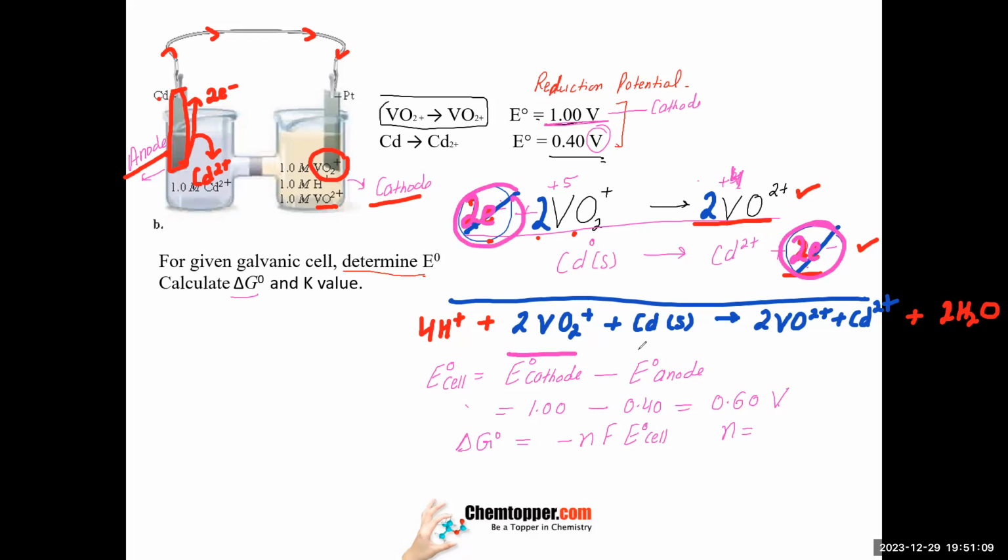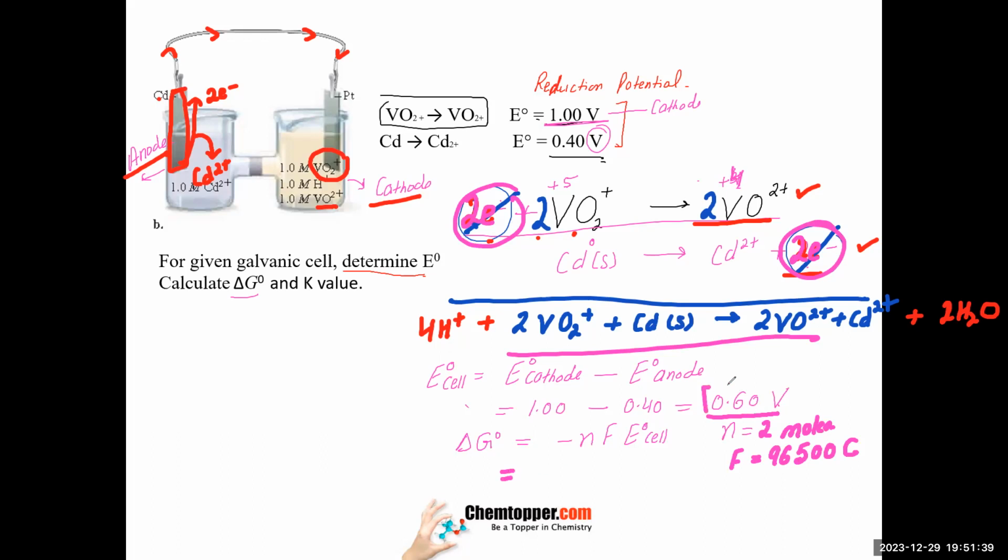During this reaction, two electrons are transferred. One is losing two, the other one is gaining two. So n is 2. What is F? F will be given to you in the formula sheet. They will give you F, Faraday's constant. Units are coulombs per mole, because we are working with moles here. And E naught cell we calculated here. Plug in all these values.